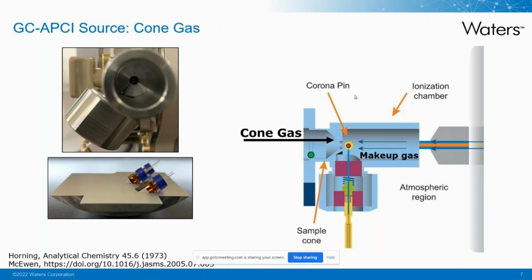In the upper left, what you see is kind of what you would see if you were an analyte flying out the end of the GC column. And you may be able to just make out the corona pin tip right in front of the first orifice into the pumped region. Below the word cone gas, you'll see a little green circle, and that's indicating where the cone gas flows up and flows counter to the makeup gas.